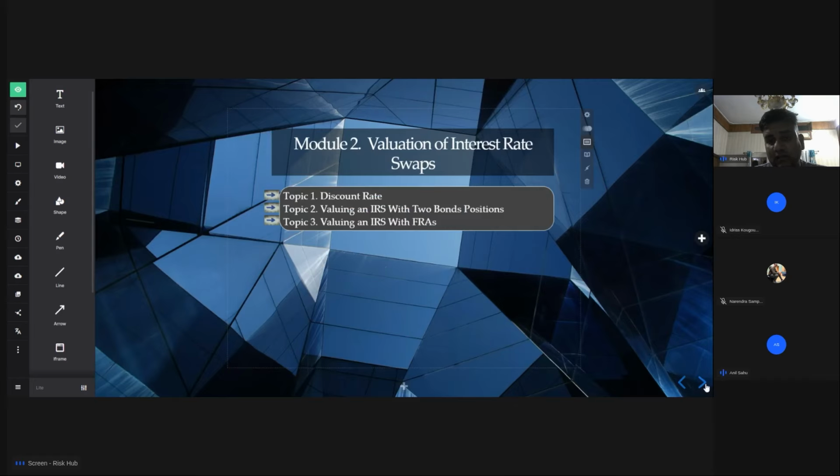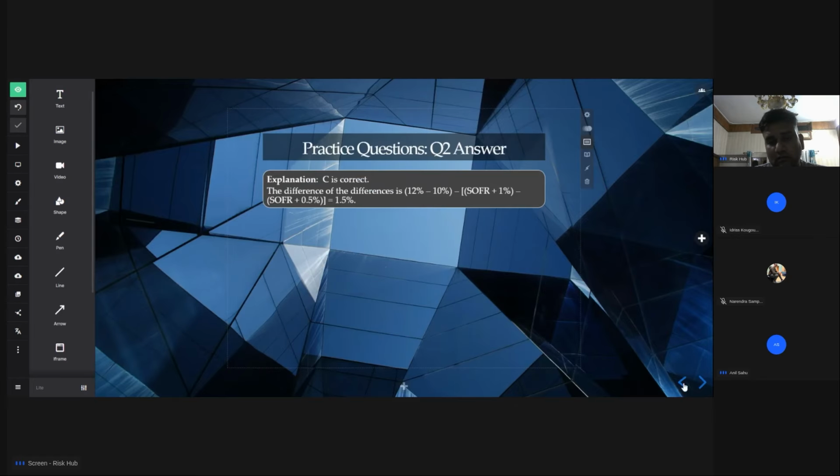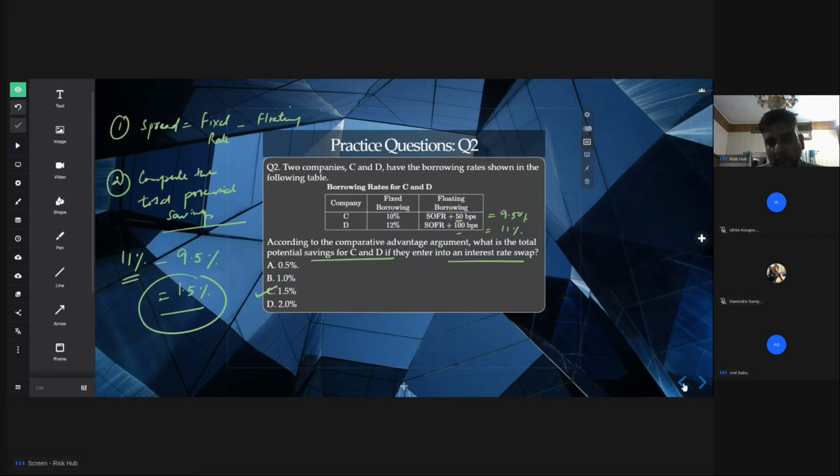Okay, one question. If you go back to this one. I understood the logic, everything is fine. But if you look at the picture, C has a competitive advantage in both the markets as compared to D.